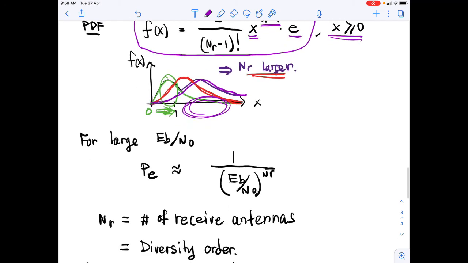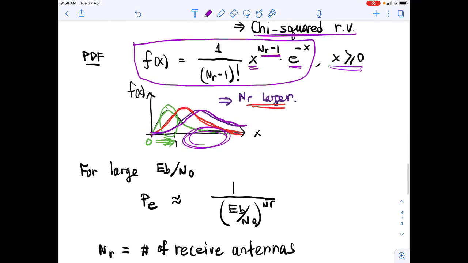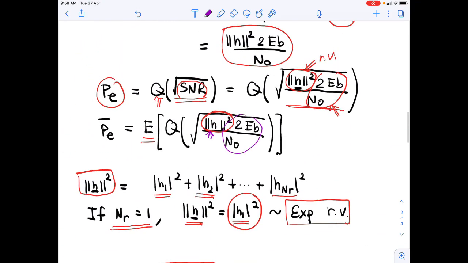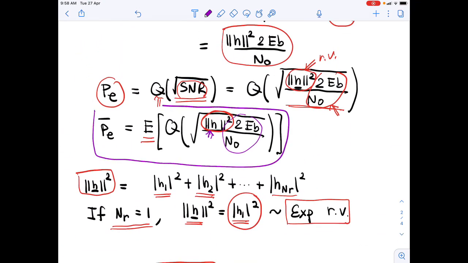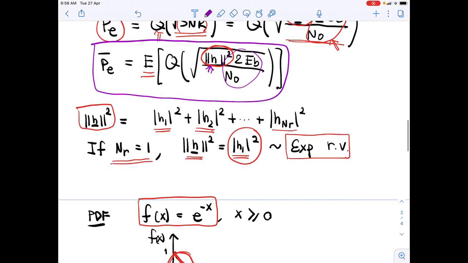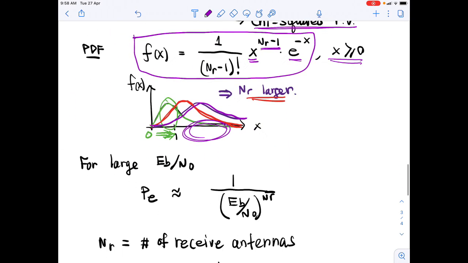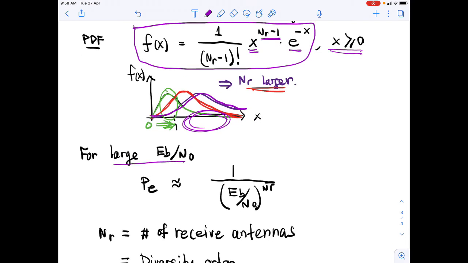Now, if we use all this and evaluate the bit error rate, it turns out that if you only want an approximation, when Eb over N naught is very large, we can approximate the bit error rate as equal to 1 over Eb over N naught raised to the power of NR. This power is important, because if NR is big, it's going to make the denominator even bigger and the bit error rate even smaller.